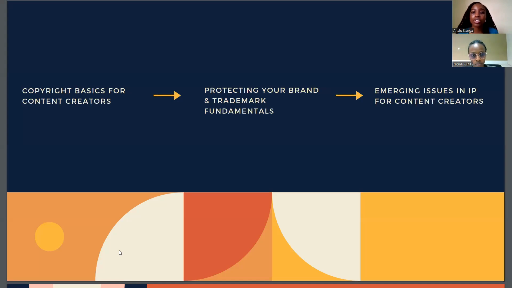Remember, as I've mentioned, when it comes to copyright and industrial property, there are so many other subtopics. So we're just focusing on 2 to 3 today, okay? So copyright basics, protecting your brand and trademark. There's a difference also between a brand and a trademark, and we'll get into that. And definitely emerging issues in IP.